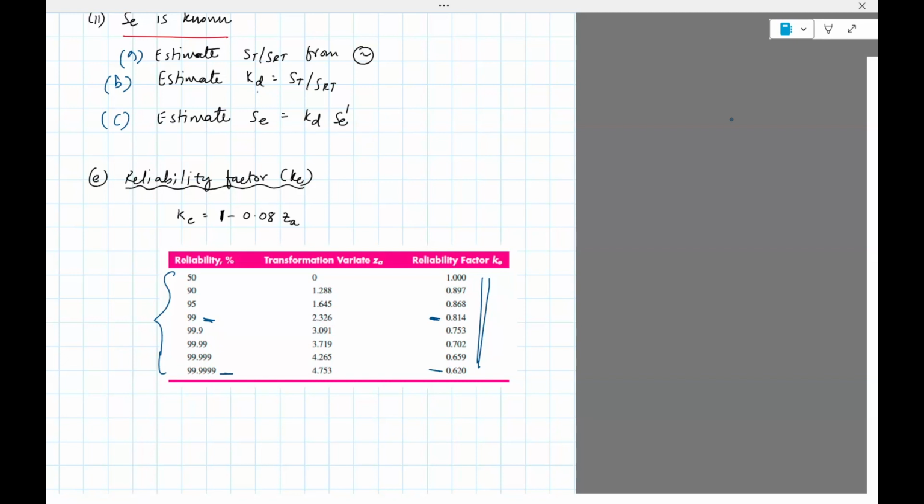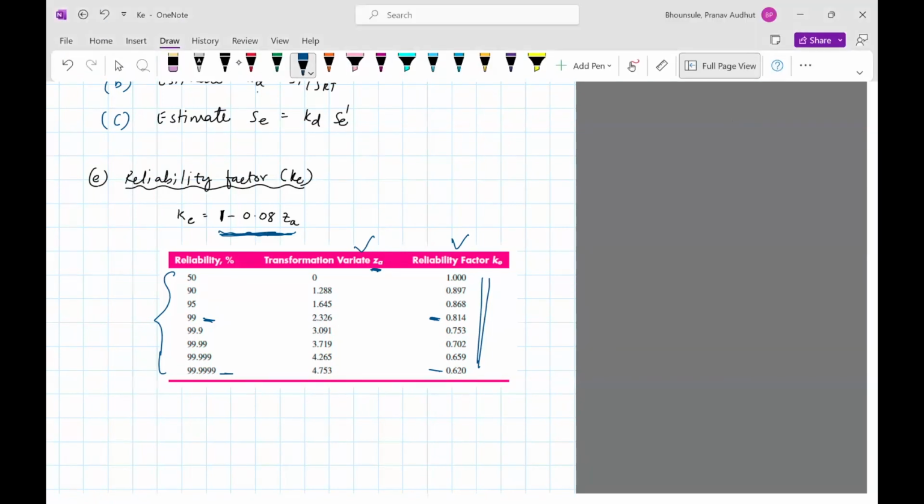You could also use it in this different way. You could also use ZA. This is a transformation variable. Put it here and you'll get KE. But really, it's redundant. You could either use this one with this formula, because it's ZA, or you could just directly pull off KE from there. Okay, so that will give you KE. And once you have KA, KB, KC, KD, KE, you're ready to go with computing the endurance limit.